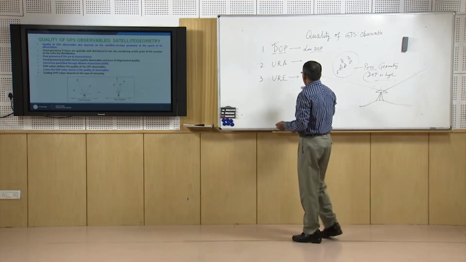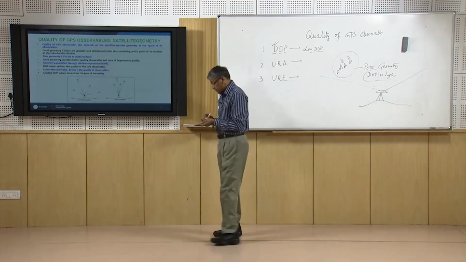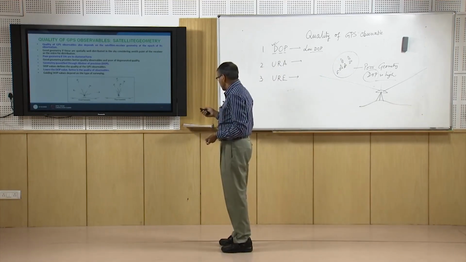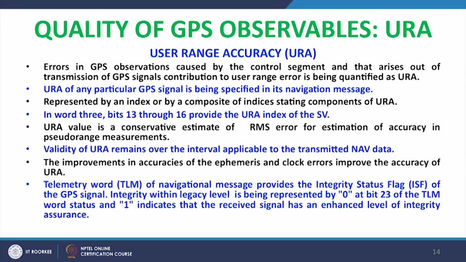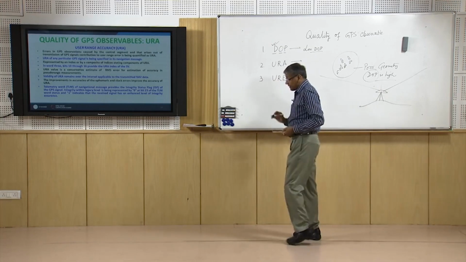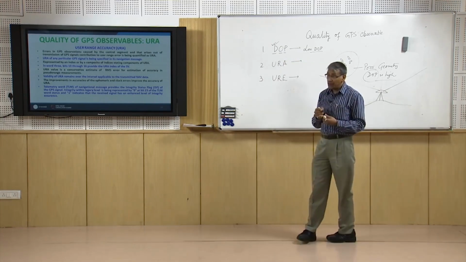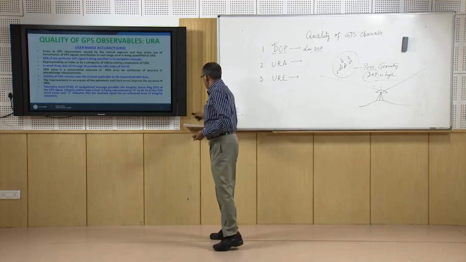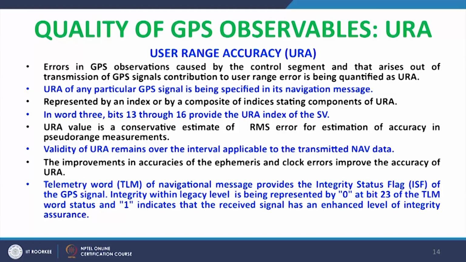In that way, during the collection of the data, we can control the quality of our observation. Now once the data has been received, we can also check the quality by using the parameter called URA. This URA means user range accuracy. This parameter is available in the GPS navigational data, and it is represented by some index which is available in the third word of the navigational data, bits 13 to 16, and this gives us an indication whether our data is good or not.